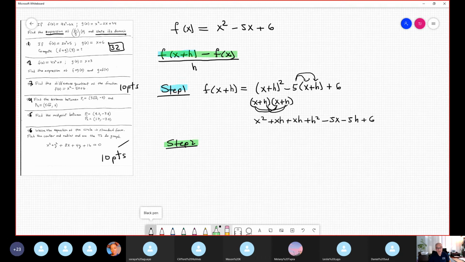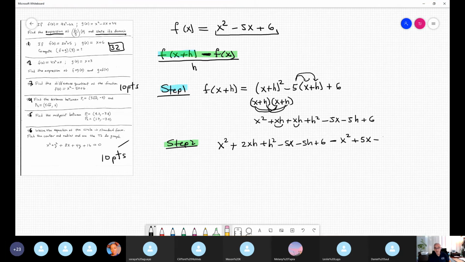Well, it's easy because I did the first part. I just copy x squared plus, why not combine like terms here, 2xh plus h squared minus 5x minus 5h plus 6. And use subtraction. Look, minus here, the original. And what's the way to subtract in the polynomial? Well, easy. Change the sign. x squared plus 5x minus 6.